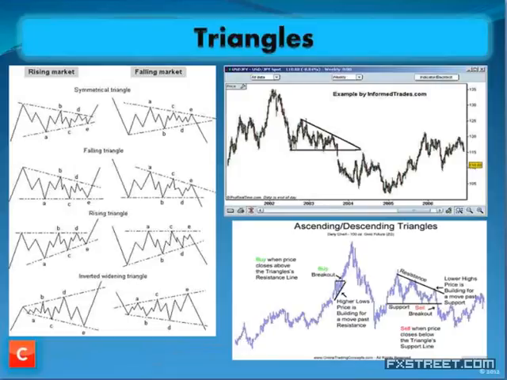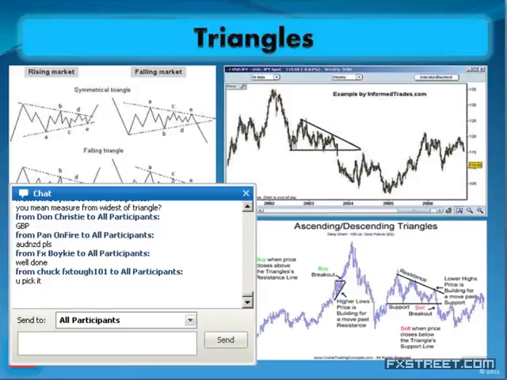Yes, FX Boyke. It's the widest part of the triangle. You measure the widest part of the triangle.